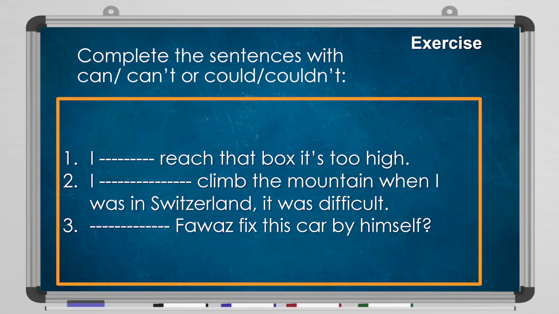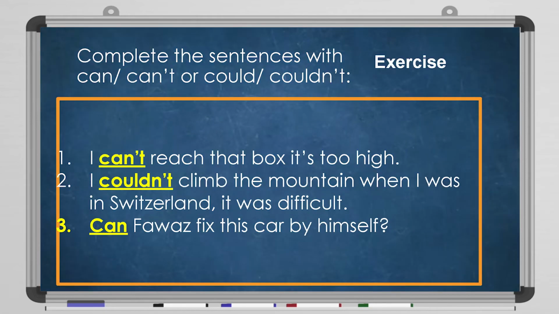Let's check your answers. The first one is can't. I can't reach that box. The second one is couldn't. I couldn't climb the mountain. The third one is can. Can fix this car by himself. Did you get it right? Well done.